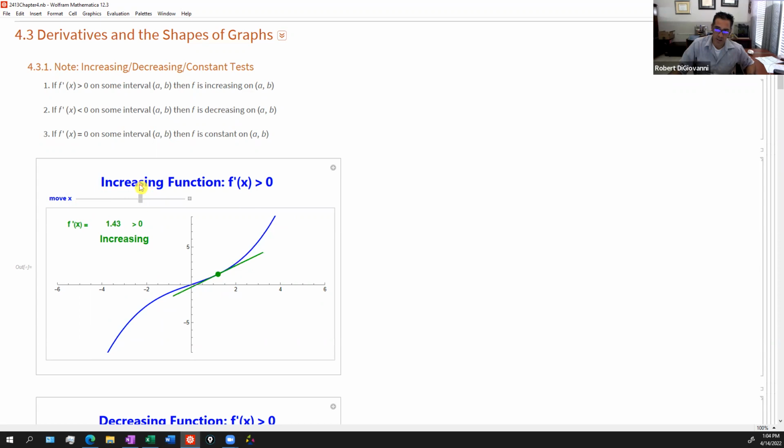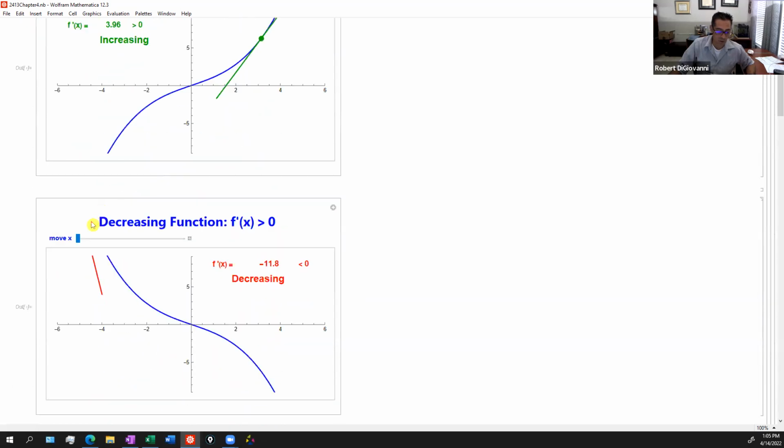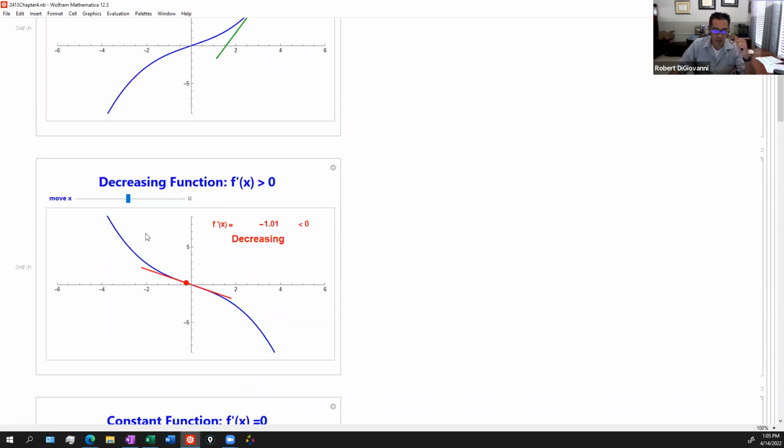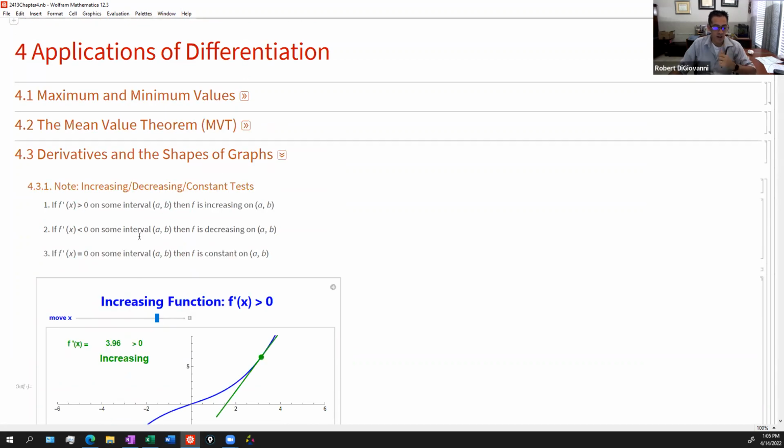There's a connection here. If my graph is increasing, then the derivative has to be positive within this region. If my graph ever starts to go down, well, if my graph is decreasing, then my slope of my tangent line is going to be negative. And if the function is flat, well, then my derivative, my slope of my tangent line will always be 0 as I move from left to right. So that's what this first note tells us.